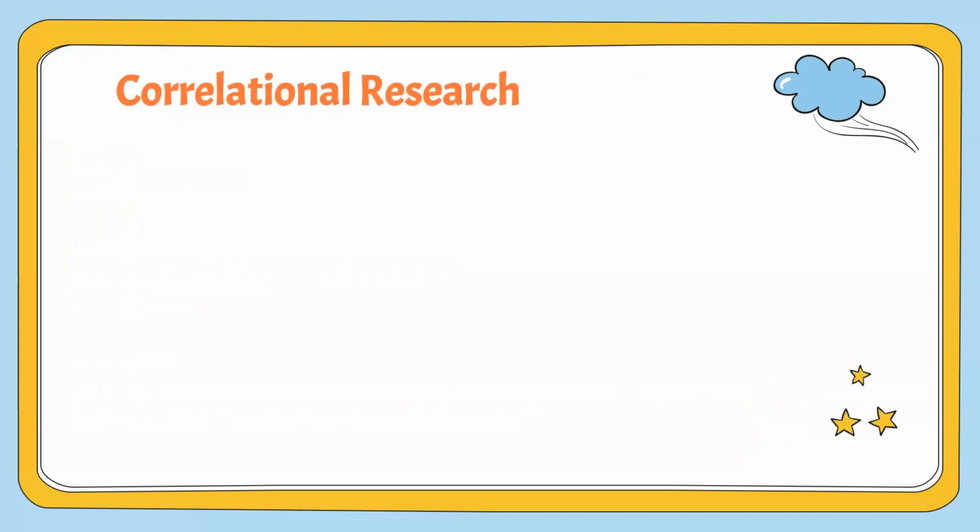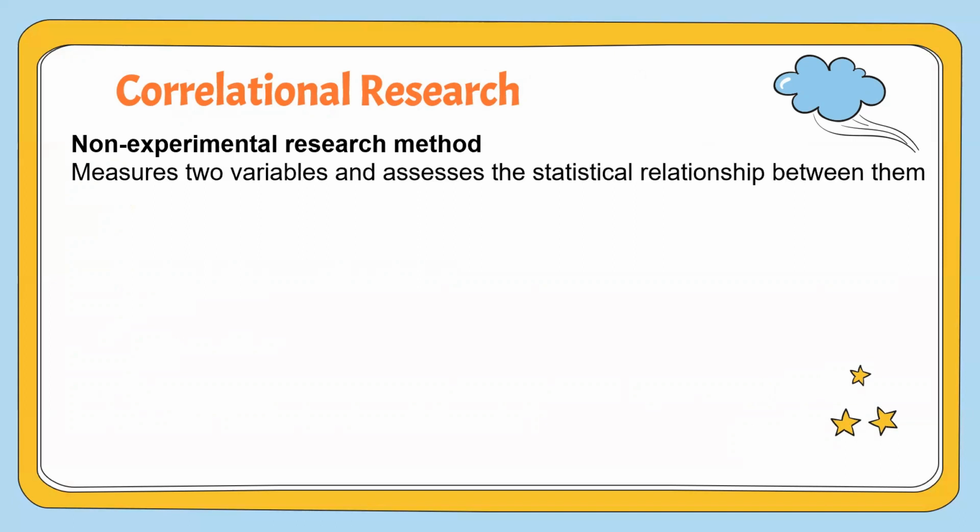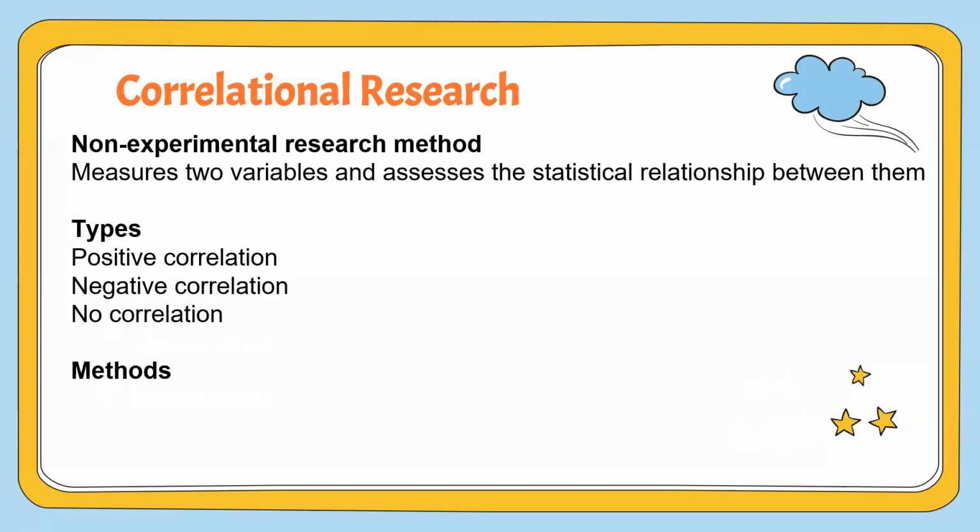Now let us move to correlational research. Correlational research, as I told you, is a non-experimental research method, and it measures two variables and assesses the statistical relationship between them. The types could be positive correlation, negative correlation, or no correlation. The methods could be observation, survey, and documentary research.